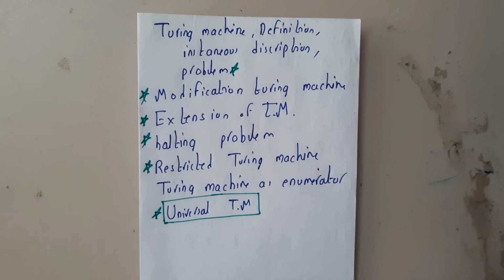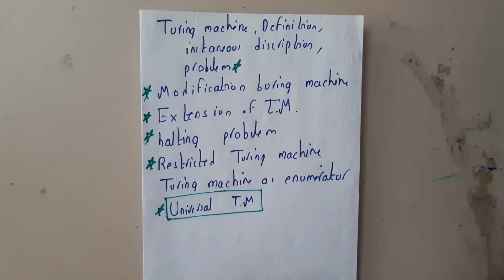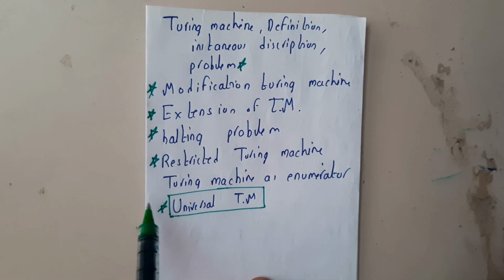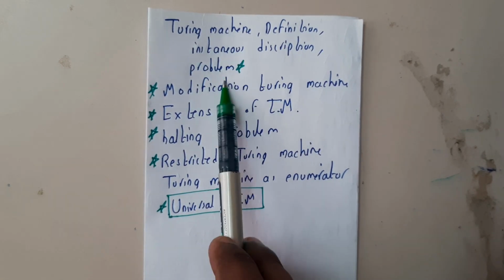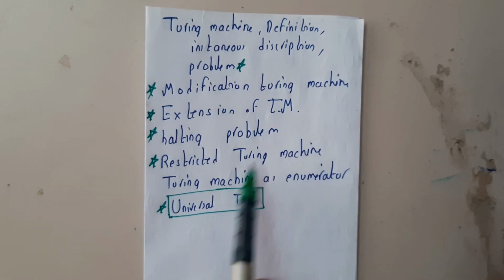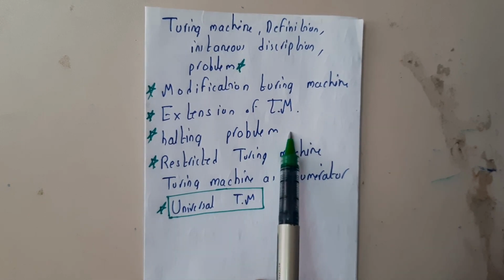This is the review tutorial of this Turing machine chapter, so these are basically the important questions. The ones marked with a green pen are the 6 marks questions which are commonly asked, guys. 6 or 5 marks. Turing machine problems, or modifications, extensions or restrictions on Turing machine, and the halting problem are basically asked for 3 or 4 marks.